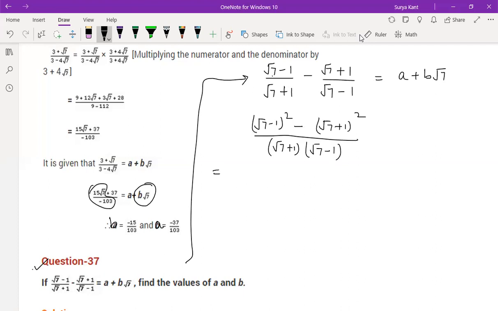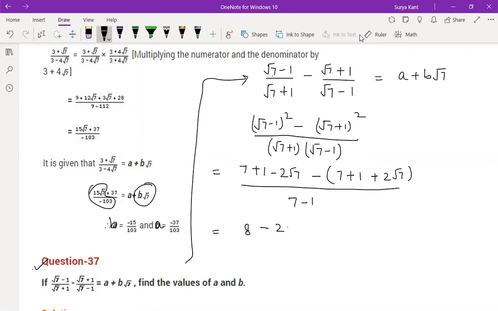So here root 7 whole square, I'll directly write a square plus b square minus 2ab. Again, if a minus is coming, don't forget to put a bracket: a square plus b square plus 2 root 7, divided by 7 minus 1. So here 7 plus 1 is 8, 8 minus 2 root 7.